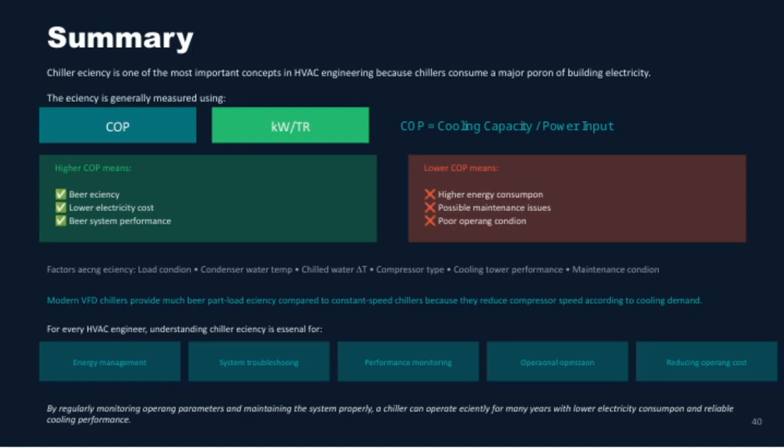We know that keeping a chiller running efficiently means regular monitoring and proper maintenance. When we do this, the system uses less electricity and stays reliable for years. For HVAC engineers, understanding chiller efficiency is crucial. It helps reduce costs, optimize operations, and catch problems early. Modern variable speed chillers adjust compressor speed to match demand, improving part load efficiency. Many factors influence efficiency, from load conditions to maintenance. A higher coefficient of performance means better efficiency, lower costs, and smoother operation. This is the heart of managing energy in HVAC systems.